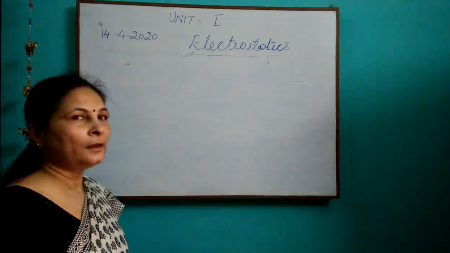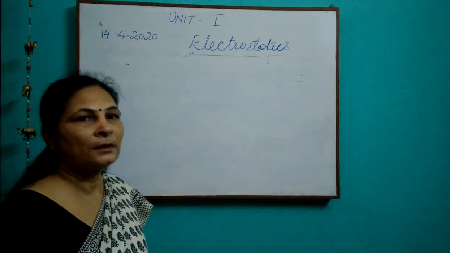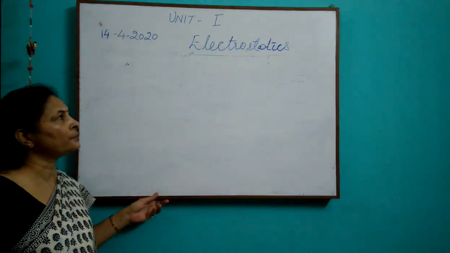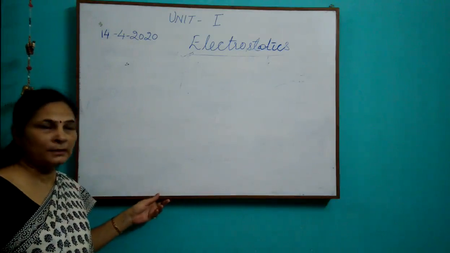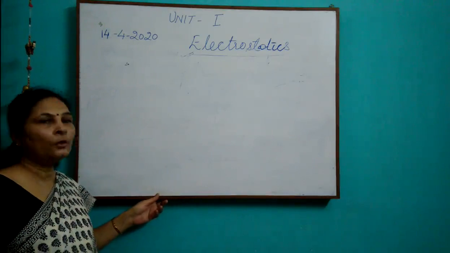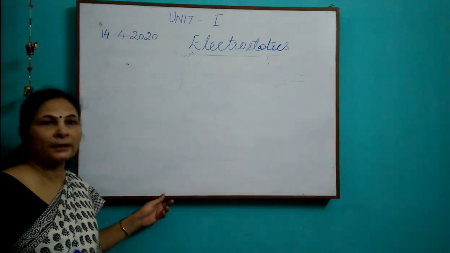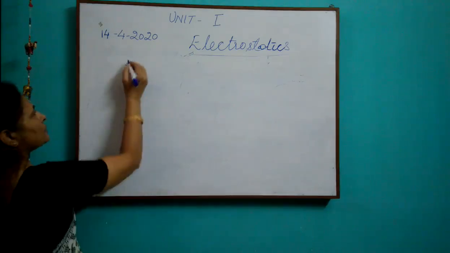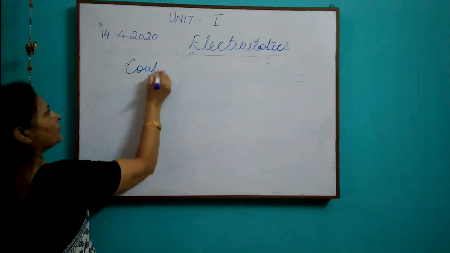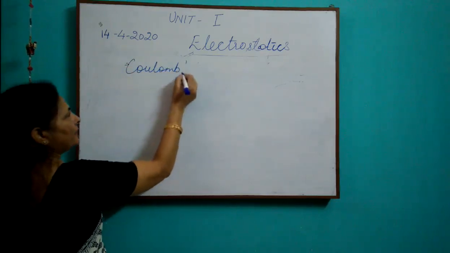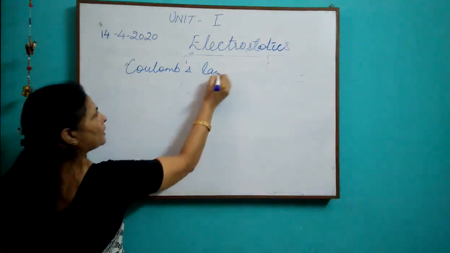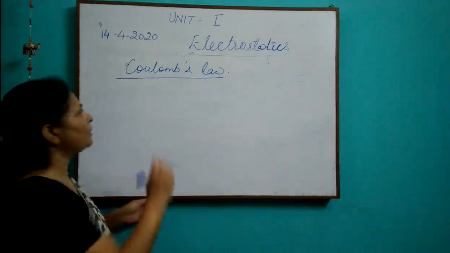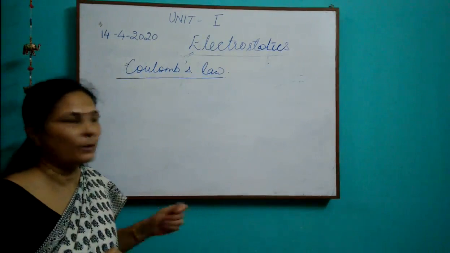Good morning, children. Today we'll start talking about Coulomb's law. Yesterday we talked about charges, their properties, how to produce charges, what static electricity is, and the properties of charges. Now we'll talk about the first phenomenon, the effect experienced by a charge if some other charge is kept nearby. That is given by Coulomb's law.